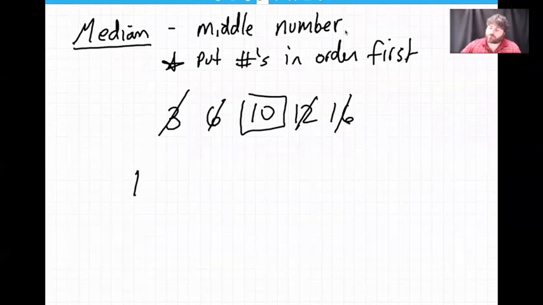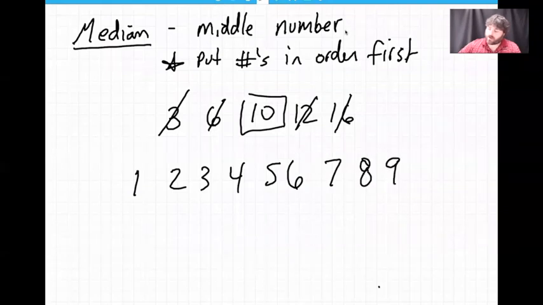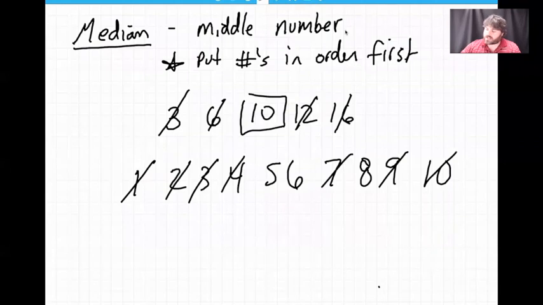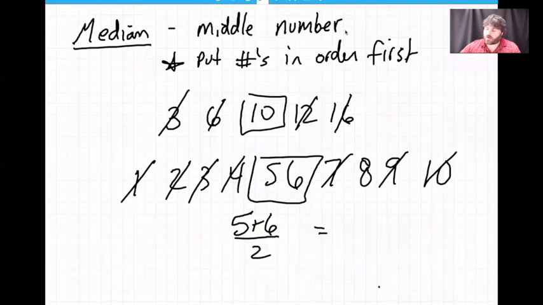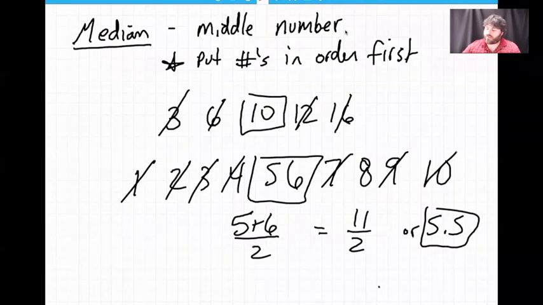Now, what if you had an even number of numbers, okay? Well, you start kind of crossing out from the outside in to find the middle. That's sort of the strategy here. When you get to the middle, you realize there's 2 numbers in the middle. Well, all you do is find the average. So remember, average is add the 2, divide by 2. You get 11/2 or 5.5, right? 5.5 is the middle of 5 and 6, right? It's half above and half below. So that's how you find the median.